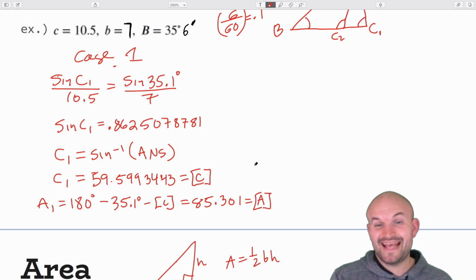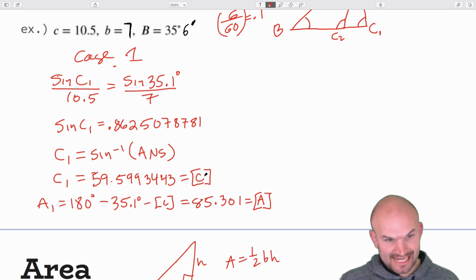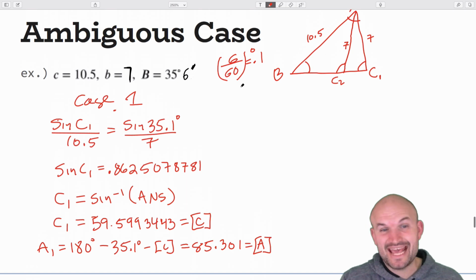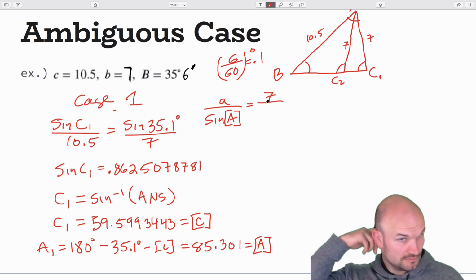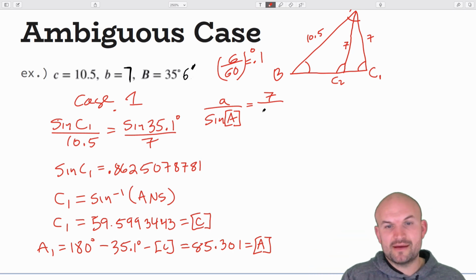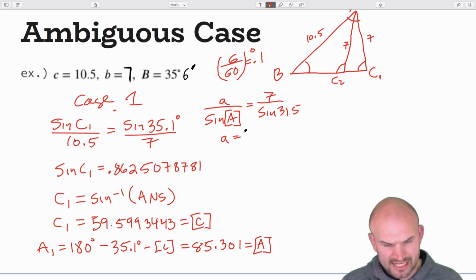Now, since I now have A and C, I already have C and B, I just need to find the side a. So now all I'm going to do is say, all right, well then a over the sine of stored A is going to equal 7 over the sine of 35.1. And then for now, I'm just going to do 7 times the sine of alpha A, which, did I not save that? I didn't.